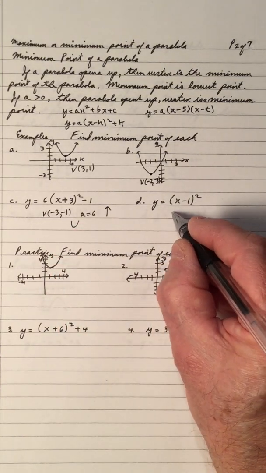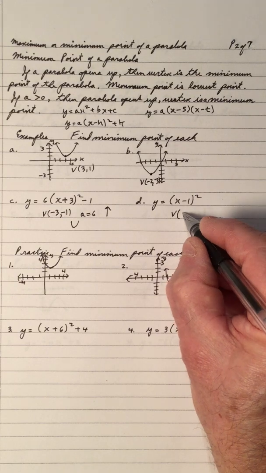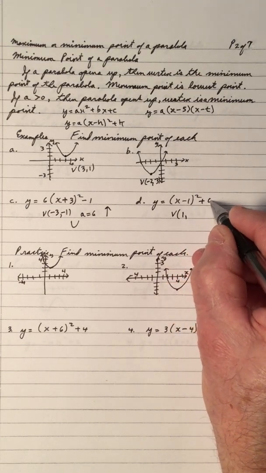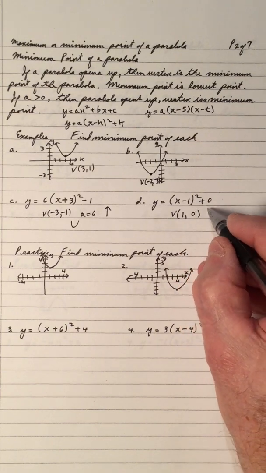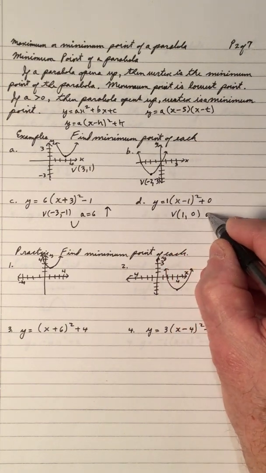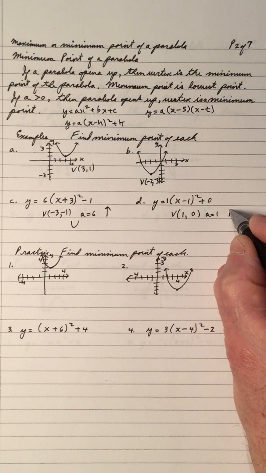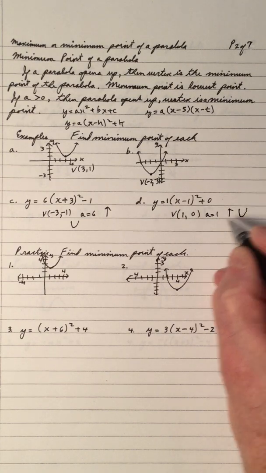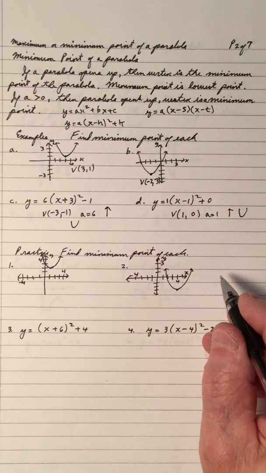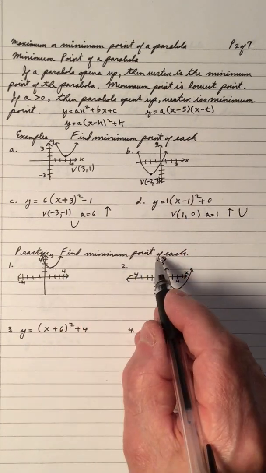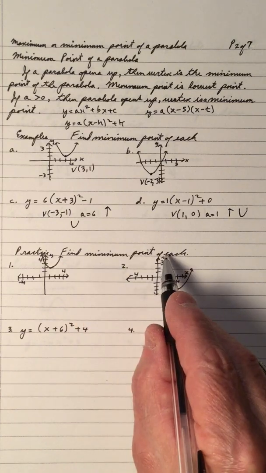The vertex of this parabola is x is 1, and there's a 0 understood on the end. When x is 1, y is 0. And again, a is 1, and that means the parabola opens up like this. So the vertex is the minimum point, 1, 0. Practice means pause the video and work out the answers. Find the minimum point of each.